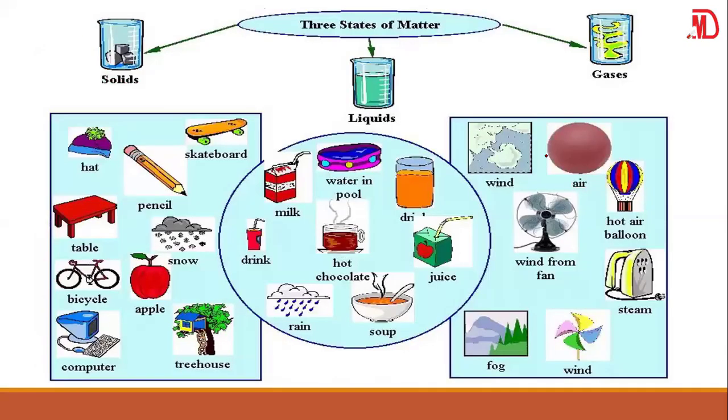So let's look at some few examples of these states of matter. What do we have here? Look at this, solid. So anything that you see around you: pencil, skateboard, snow, apple, computers, bicycle, table, your phone, your curtain, everything in your room. I think you can identify some solids over there, right? Exactly.